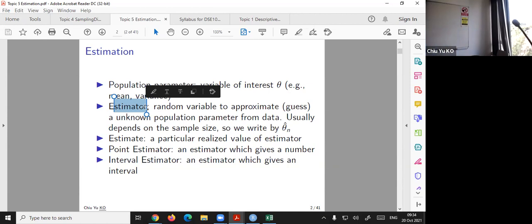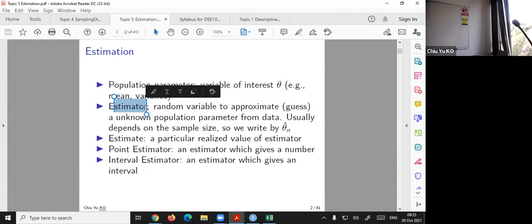Okay, one example is called the sample mean. Sample mean is an estimator, right? Because if I give you the data, you can calculate the average of them, and that sample mean is used to estimate the population mean. Okay, so that is called an estimator. And once you have the data and you calculate the actual sample mean, it's called an estimate. It's the realized value of the estimator.